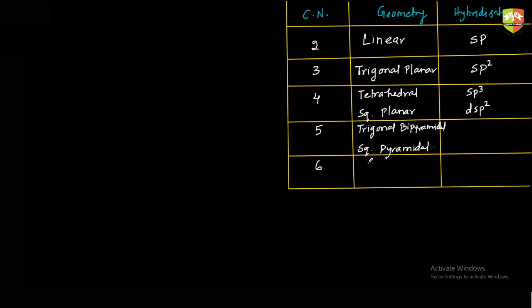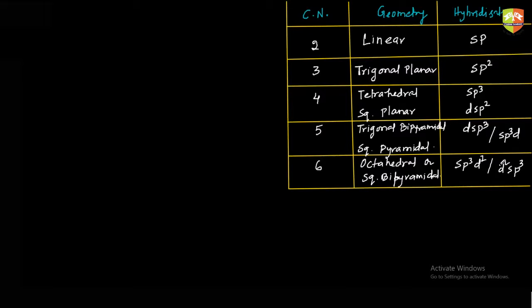For 6, we can have octahedral or square bipyramidal. Okay, trigonal bipyramidal hybridization can be dsp3, or it can be sp3d. This one, it can be sp3d2 or d2sp3. Any of these two hybridizations is possible for these geometries.